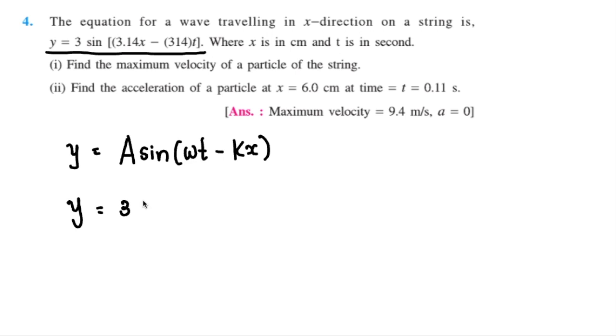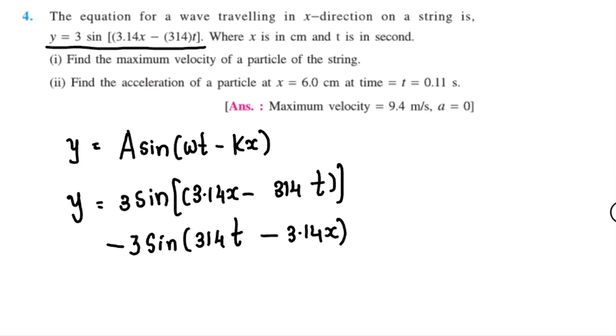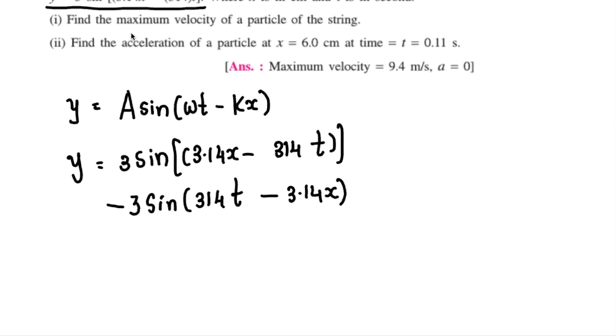We have y equals 3 sine(3.14x minus 314t), but we need to take the minus sign out. I'll be getting minus 3 sine(314t minus 3.14x). As we know, sine of minus theta is minus sine theta, so I have directly taken the negative sign out of the angle. So comparing this equation with the standard equation, we need to find the maximum velocity.